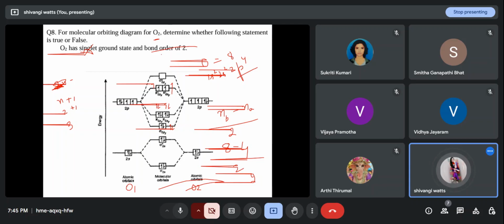This statement is correct, but this statement is wrong. So the overall statement which we will see, it is false. Oxygen has singlet ground state and bond order of 2. This full statement is false, but the true statement would be: oxygen has triplet ground state and bond order of 2. Then it could be true. Now it is false. So this is false.